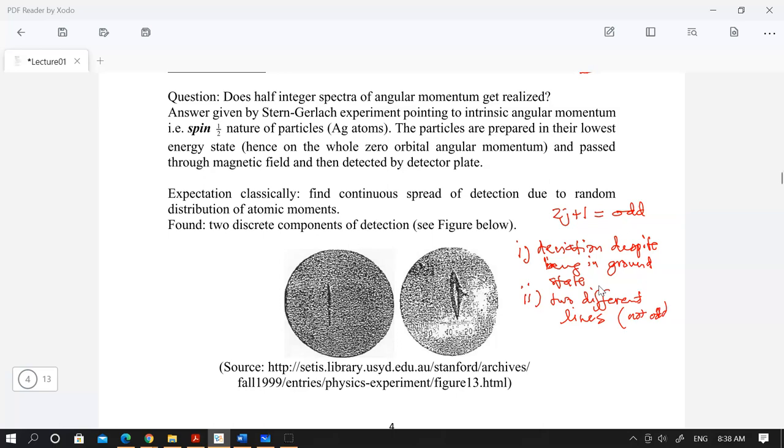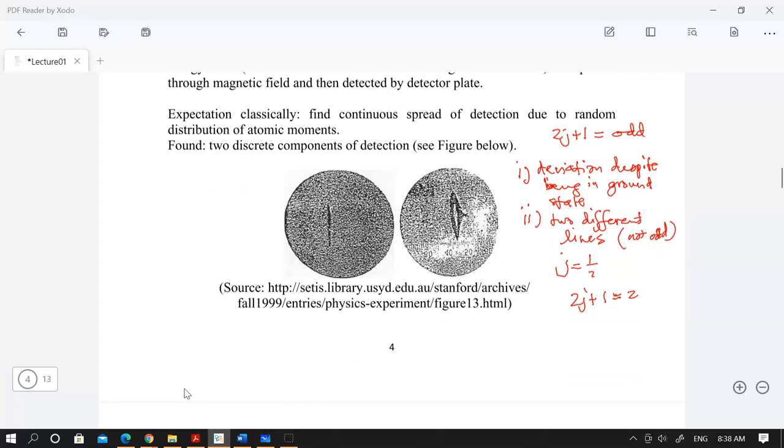So the only way to get these two things is to make j equal to a half, so that 2j plus 1 will be equal to 2. But then there is no orbital angular momentum that corresponds to j equals a half. So they attribute this to what they call an intrinsic angular momentum.